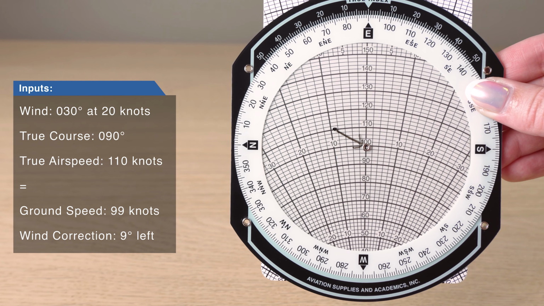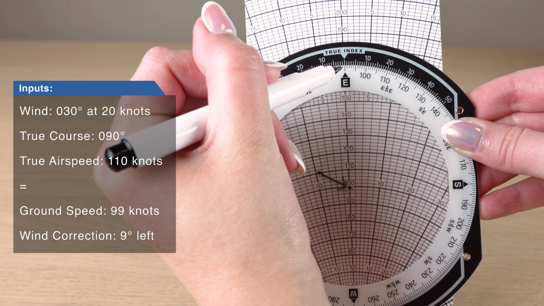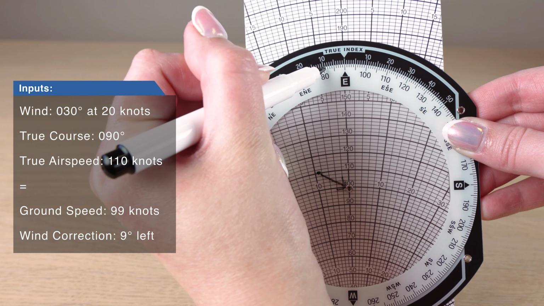Apply that correction to your course. 90 degrees minus 9 degrees gives a heading of approximately 81 degrees.